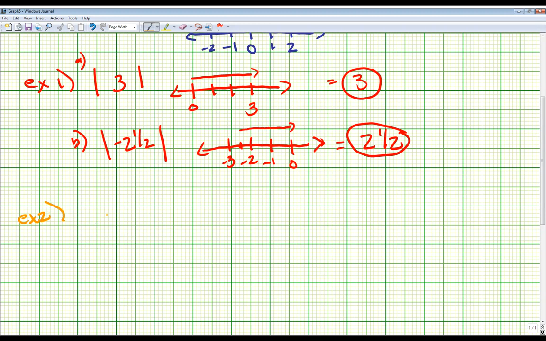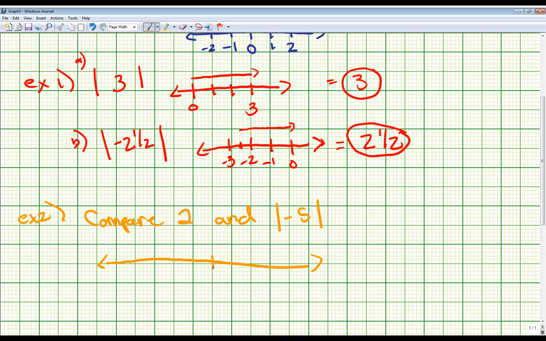Compare 2 and the absolute value of -5. So here's our directions. Compare 2 and we have -5 with those absolute value bars around it. So if we were to graph these on a horizontal number line, sorry, that line is super not straight.